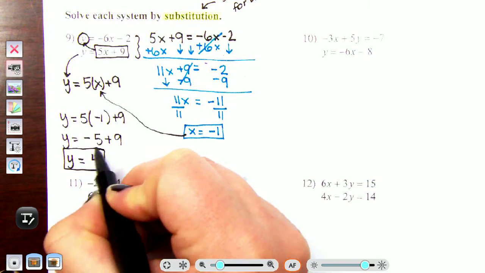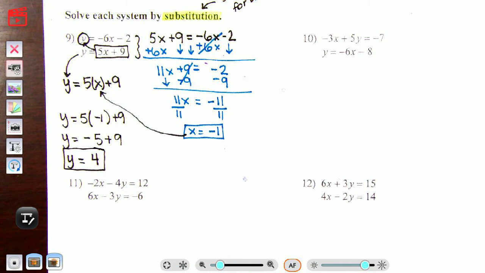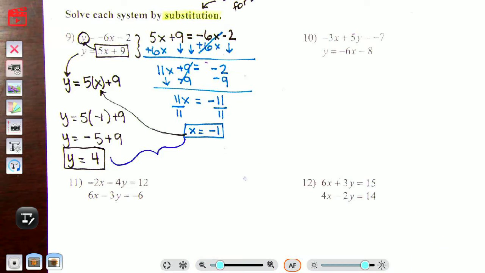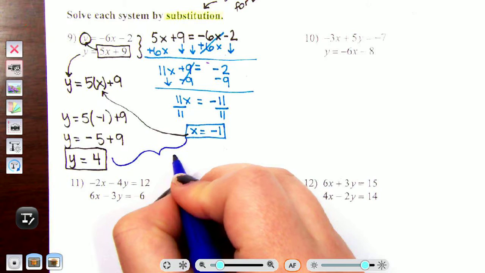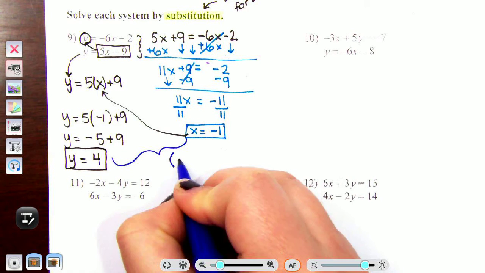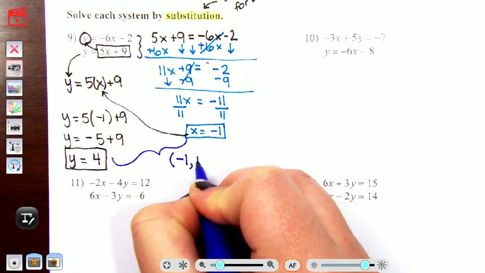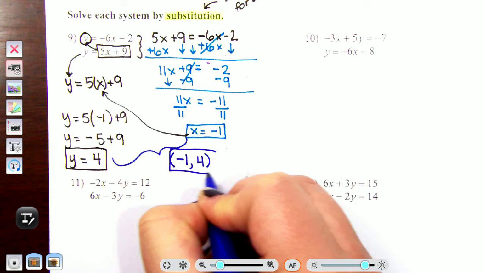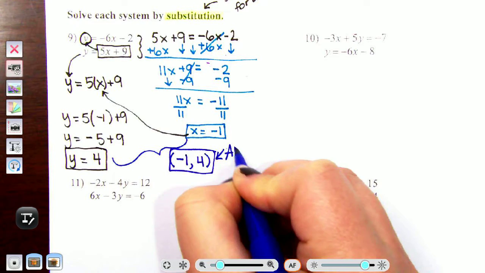Is this our answer? No, it is still not our answer. So our answer is a combination of these 2 points. These 2 points have a relationship with each other. They must be grouped together. And the way we group these two is as an ordered pair. So we have negative 1, comma, 4, and this is our answer.